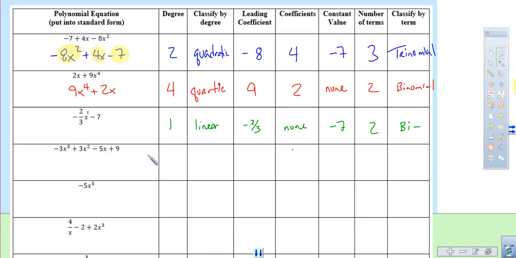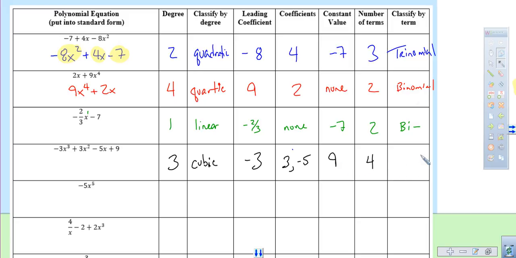The next one, it's already in descending order, so our degree is 3. We call this a cubic. Our leading coefficient is negative 3. We do have some coefficients this time. We have a coefficient of 3, and then we have a coefficient of negative 5. Our constant is 9. We have 4 terms.